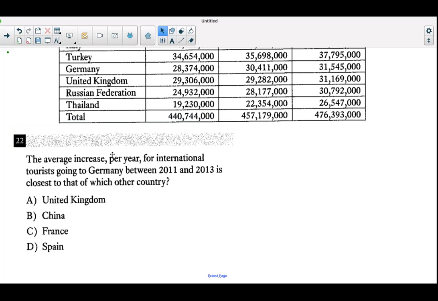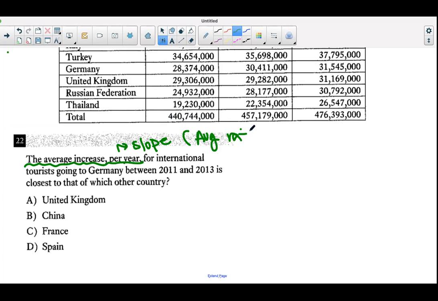So average increase per year. Guys, as soon as I see the words average increase per year, that means a slope, essentially. In Algebra 1, we usually call this the average rate of change. Average rate of change, okay?